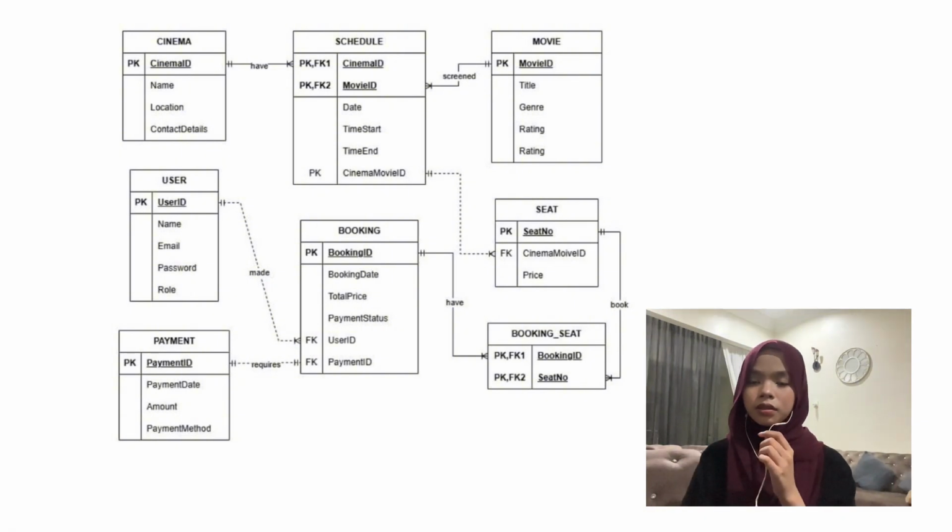Next, I will explain the business rules for this ERD. First one, we got cinema and schedule. Each cinema can have multiple schedules. The schedule also links a movie to its showtime at a particular cinema. Second, we got user and booking. Users can make bookings, and each booking is associated with a payment and specific seats.